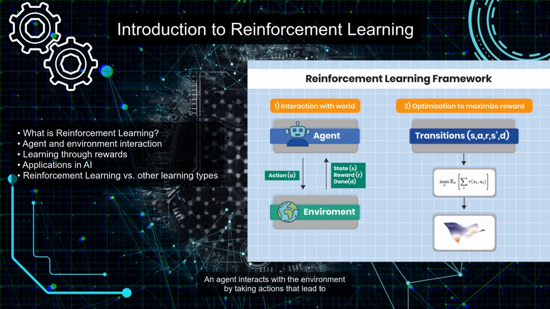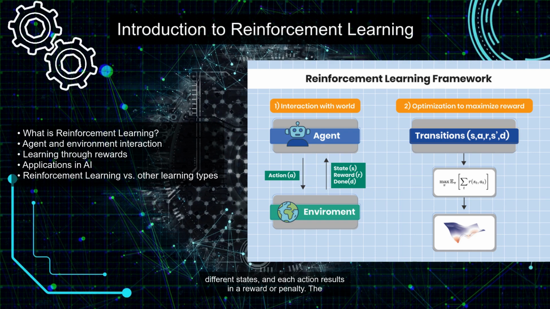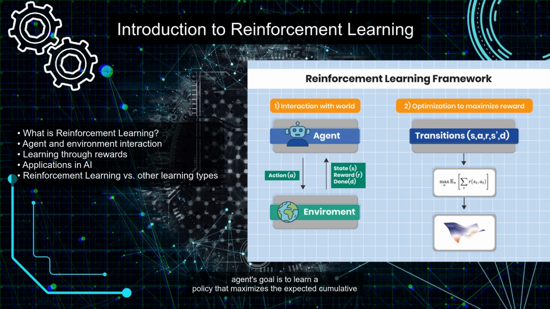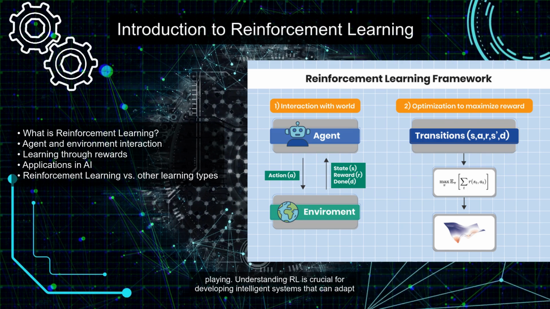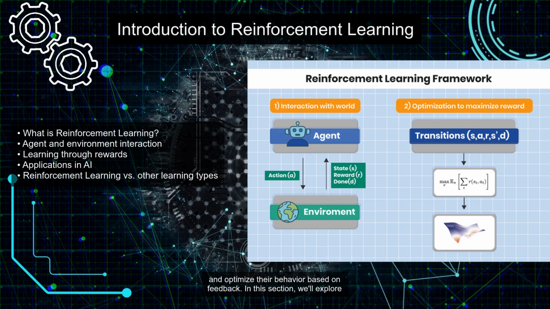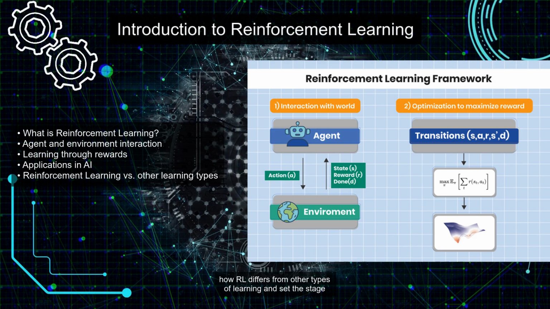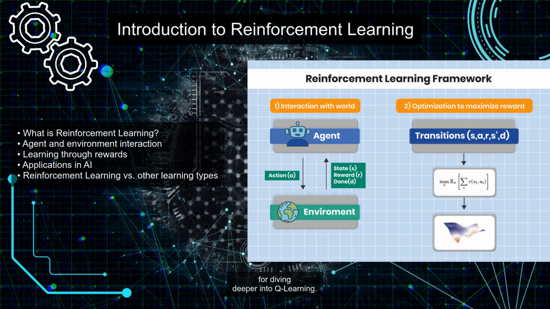An agent interacts with the environment by taking actions that lead to different states, and each action results in a reward or penalty. The agent's goal is to learn a policy that maximizes the expected cumulative reward. RL has numerous applications, including autonomous driving, robotic control, and game playing. Understanding RL is crucial for developing intelligent systems that can adapt and optimize their behavior based on feedback.